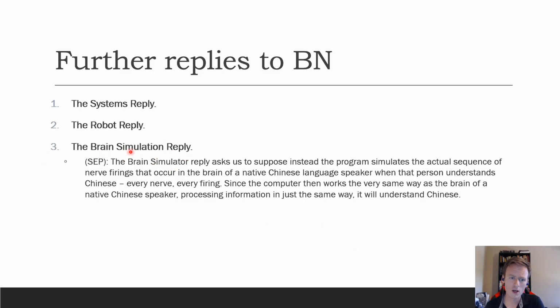The brain simulation reply is similar, but it goes even further. It says, listen, suppose the program simulates the actual sequence of nerve firings that occur in the brain of a native Chinese speaker when that person understands Chinese, every nerve, every firing. Then that system would understand Chinese. So this is much more detailed. It's not just saying, you've got an English rule book in front of you and that's going to be sufficient to recreate a consciousness of Chinese. It's important: it's not just a simulation of understanding Chinese, it's an actual understanding of Chinese. The brain simulation reply says, of course a computational system could be conscious, but it needs to do way more than what the Chinese room does. The Chinese room doesn't go far enough.